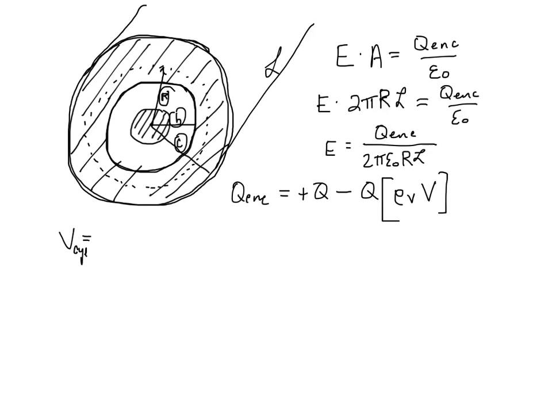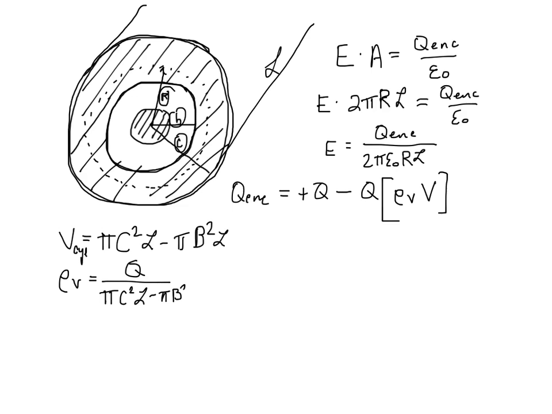The total volume is going to be pi c squared times L minus pi b squared times L. That's the volume of a large cylinder that has a radius of c minus the volume of the smaller cylinder that has the radius of b. So that would be the volume of the tube, and the charge density, rho sub v, is just going to be the total Q. So it's going to be Q divided by pi c squared L minus pi b squared L. And so that's the charge density.